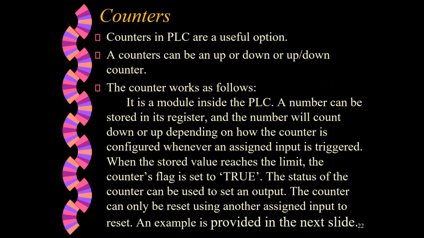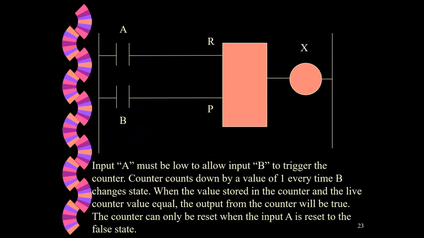The next one that plays a key role is counters, which are pretty powerful in automation. The counters can be an up or a down or an up-down counter. There are many variations. I will show you what are the different variations. Okay. Now I am not going to read this, but I'm going to explain with respect to this diagram, because that slide explains what I'm going to say.